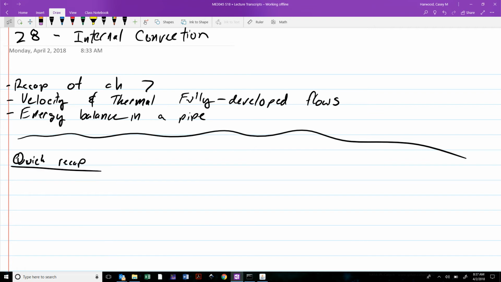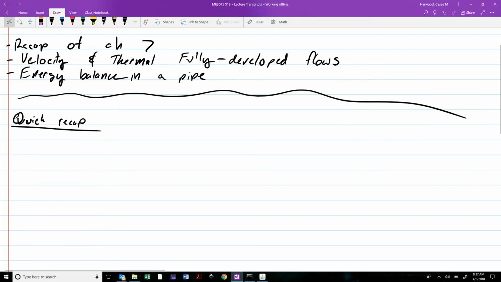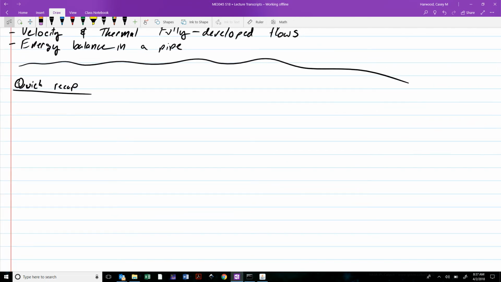A quick recap here. Chapter 7 was all about one variable. The whole thing was focused on finding one little letter, and that is h. So everything that dealt with convection and external flows came down to dealing with h in some form. That was either h bar or h_x, where h bar we called the mean, and h_x we referred to as the local heat transfer coefficient.